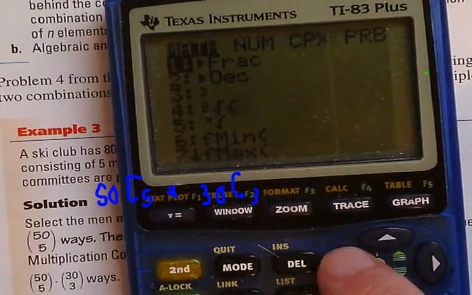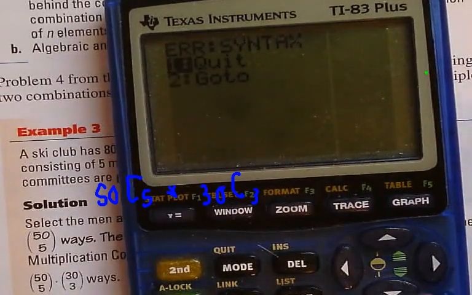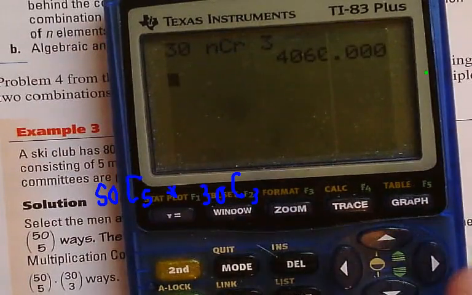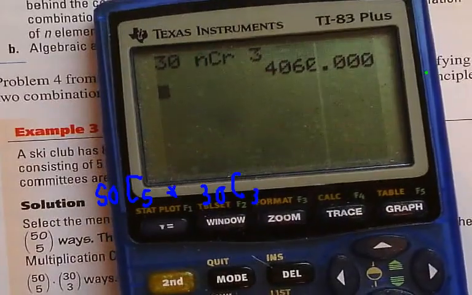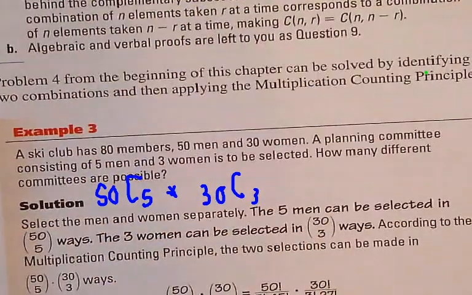Math, 3. Oops. I forgot to put the 3 there. There we go. 4,060 ways, right? So I have to multiply those 2 numbers together to get the answer.